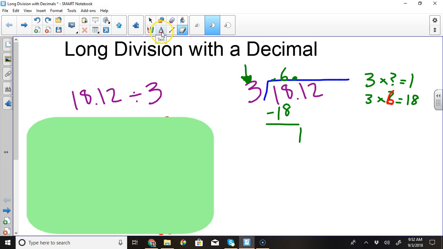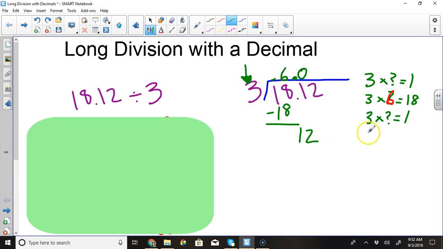So I'm going to start that process again, but instead of looking at this 18.12, I'm going to focus just on that one part down here. So what do we multiply by 3 to get 1? And we already talked about that, and we know that there's nothing, so I'll put a 0 here. And we're going to bring down that 2.